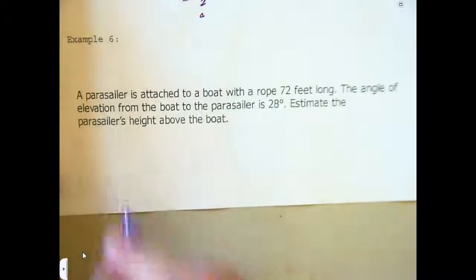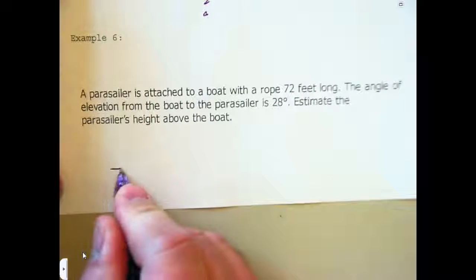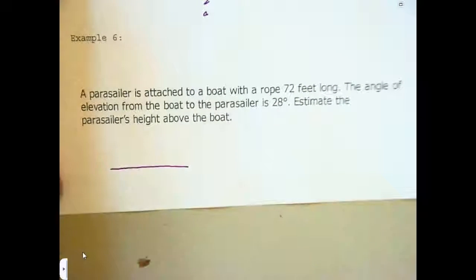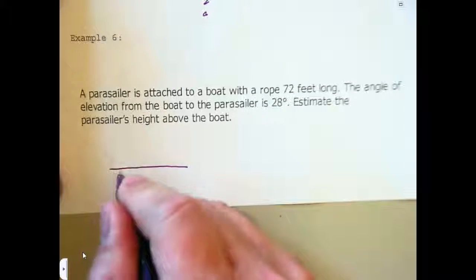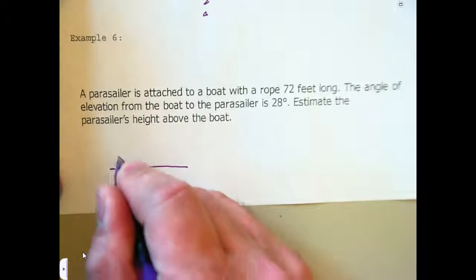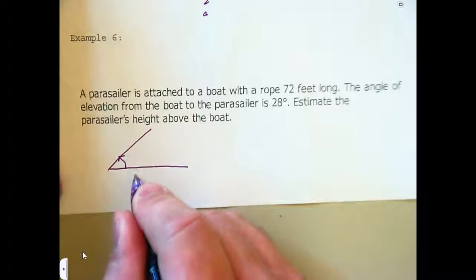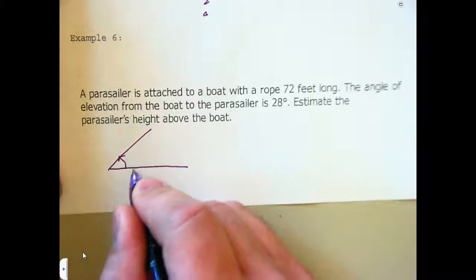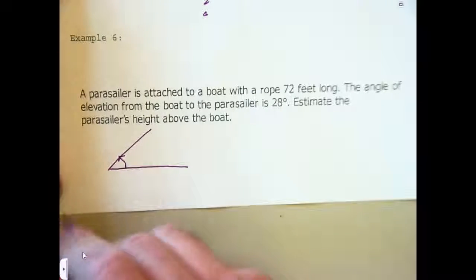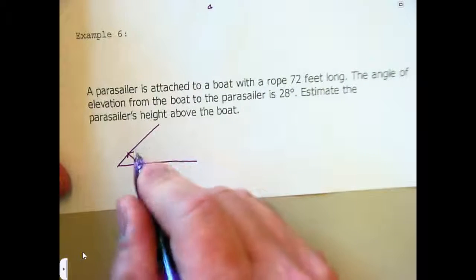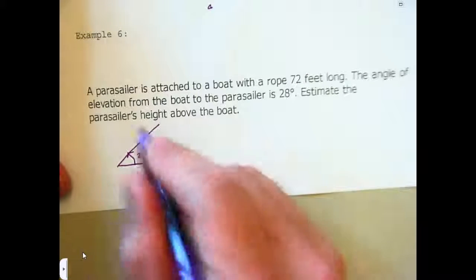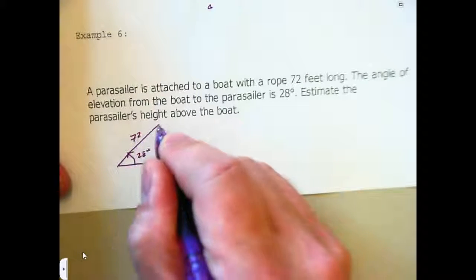The angle of elevation. First you need to remember, when you're dealing with angle of elevation, you're dealing with a horizontal line. And from that horizontal, you are elevating. Versus an angle of depression, which would mean you are going down. So this is an angle of elevation from a horizontal line. Make a note of that. It's 28 degrees. The rope's 72 feet long.